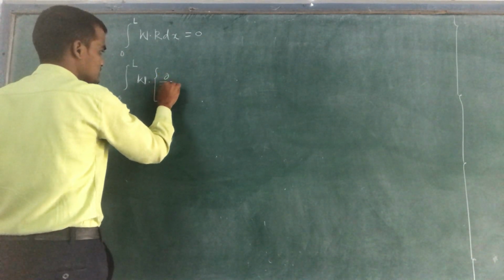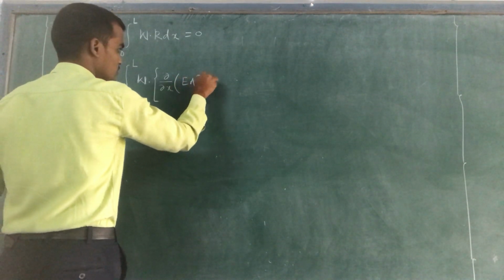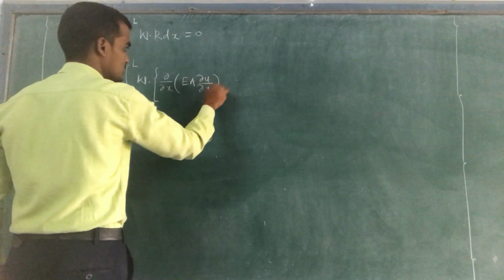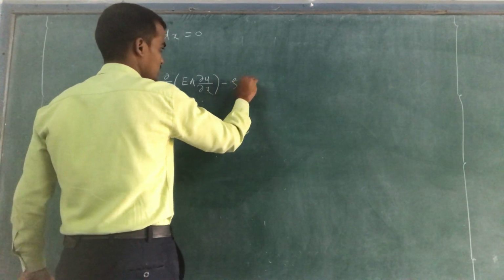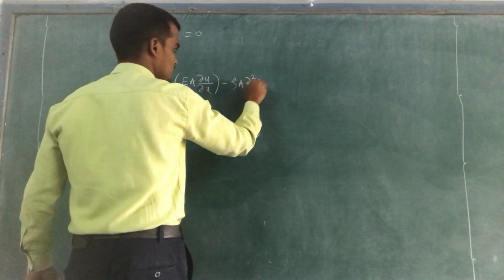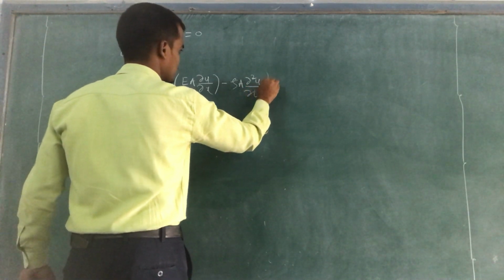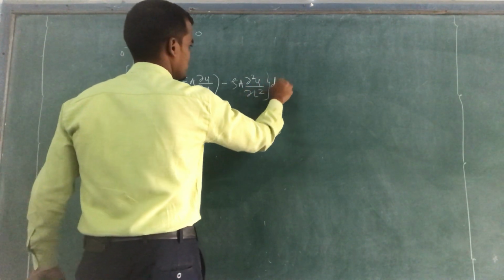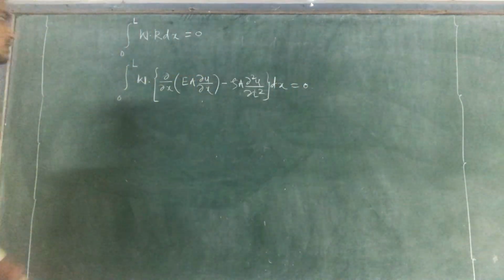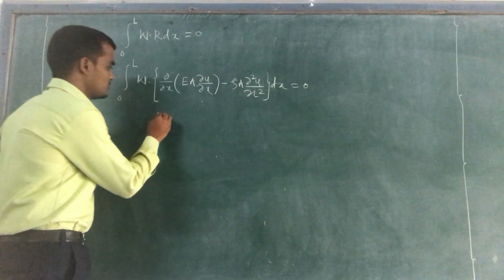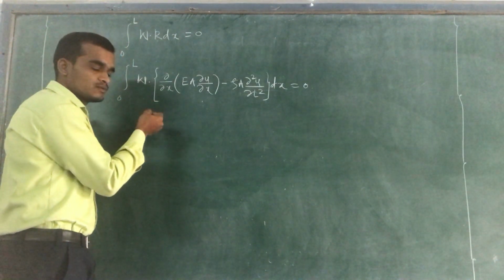So what is this equation? Integration 0 to L of W into ∂/∂x of (EA ∂u/∂x) minus ρA ∂²u/∂t², dx, equal to 0. Now this weight W is the weighted function, or it is similar to the shape function.